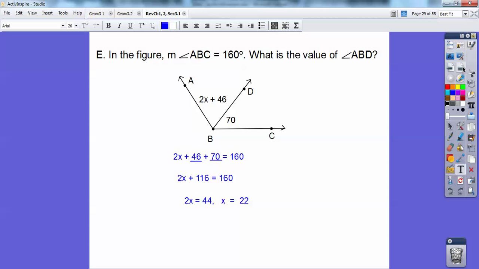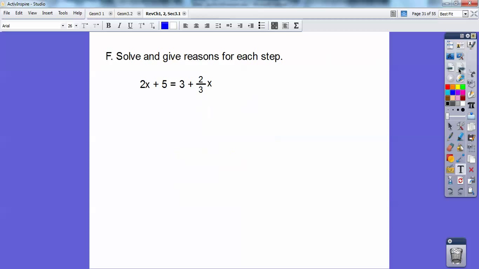Now be careful, a lot of times x is not the answer, and I saw a lot of kids leave it at that. So it's asking up here, what's the value of angle ABD? Okay, so ABD is 2x plus 46, so I got to plug in 22 right there. So 22 times the 2 is 44, and 44 plus 46 is 90, so that angle's 90. It doesn't look like a very good 90-degree angle, but if I did my math right, it should be 90.